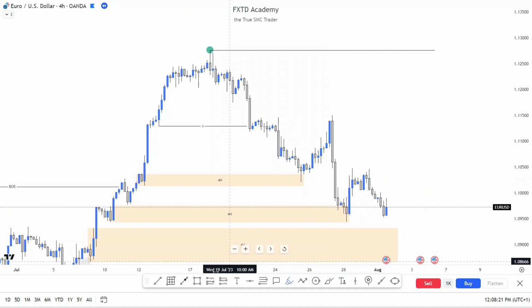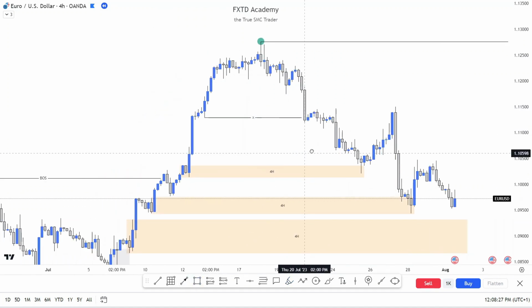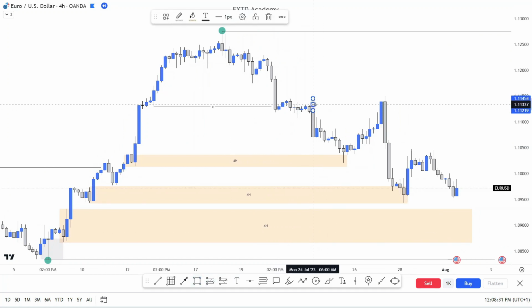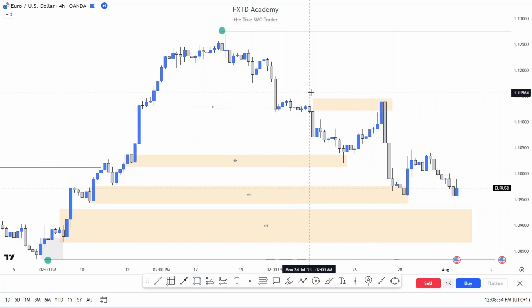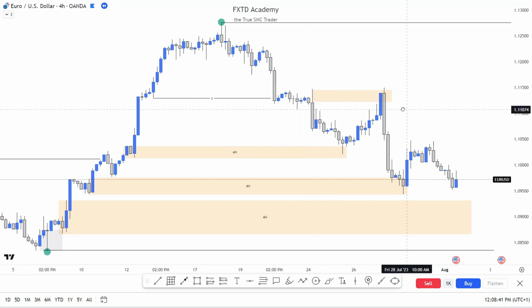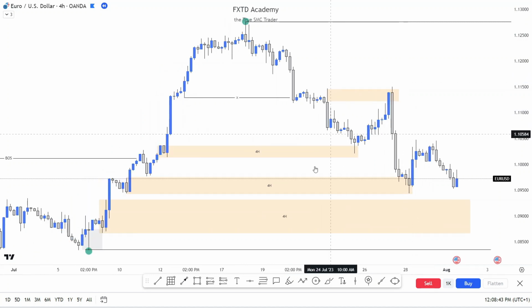So this is why we are going to mark this zone. This shadow, as you can see, is unmitigated, so this is a valid zone to mark for 4 hours. Remember, for 4-hour zones, you just have to look for lower time frame confirmations, because it's going to improve your profitability in general.